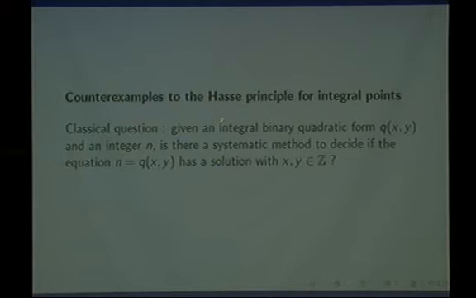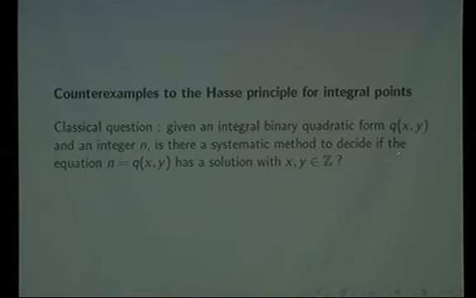Okay, so there are also counterexamples to the Hasse principle for integral points. Remember the title of my talk, we had integral points as well. So a classical question is, given an integral binary quadratic form, so you're just in two variables, think of ax squared plus by squared or x squared plus bxy plus cy squared, and an integer n, do you have a technique to decide if n is represented by this form over Z? Okay. This is very classic. It goes back to Gauss, Legendre. All these people were very interested in this problem.